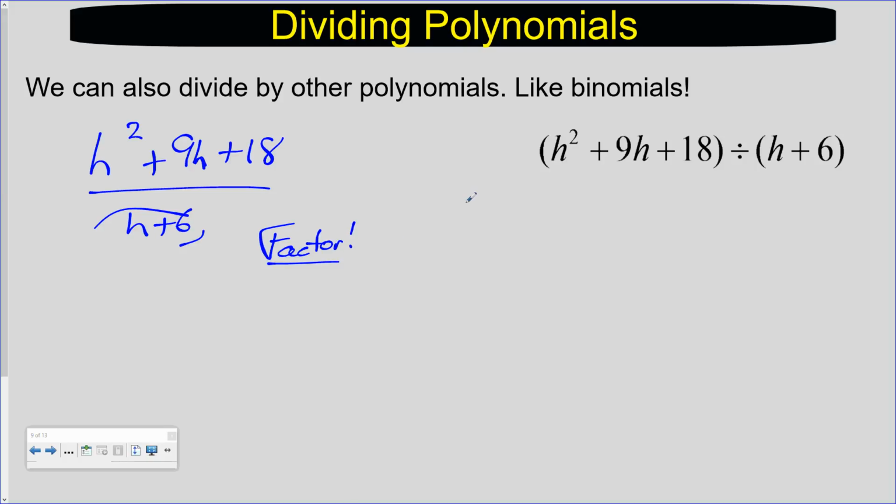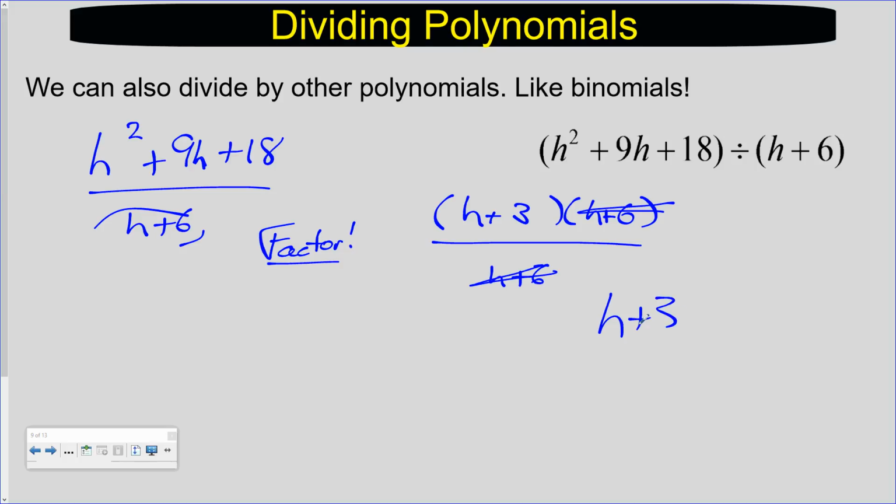Everybody's favorite. So the top is going to become h and h. They're both positive. They're going to have to be h plus 3 and h plus 6, I believe. 3 plus 6 is 9. 3 times 6 is 18. And then we have an h plus 6 in the bottom. And if you check this out, these two are exactly the same. They can just be canceled. So we'll end up with just a total h plus 3. So that one worked out pretty well.